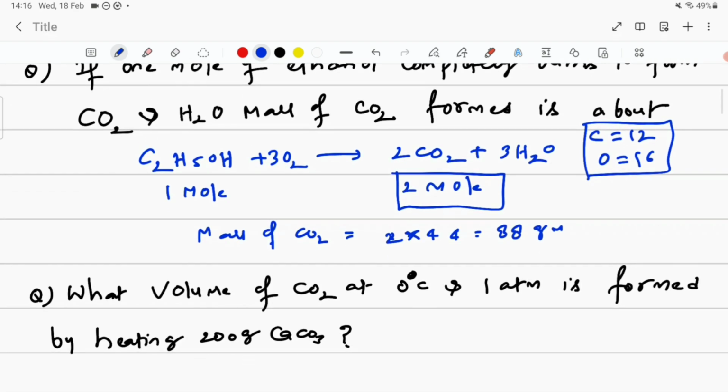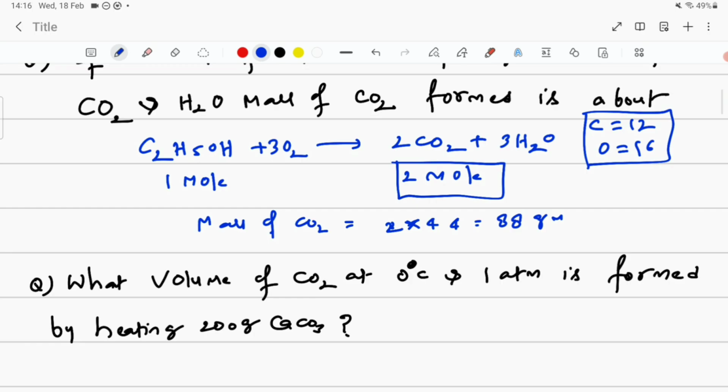Next, third question. What volume of CO2 at 0 degrees Celsius and 1 atm is formed by heating 200 grams of CaCO3?